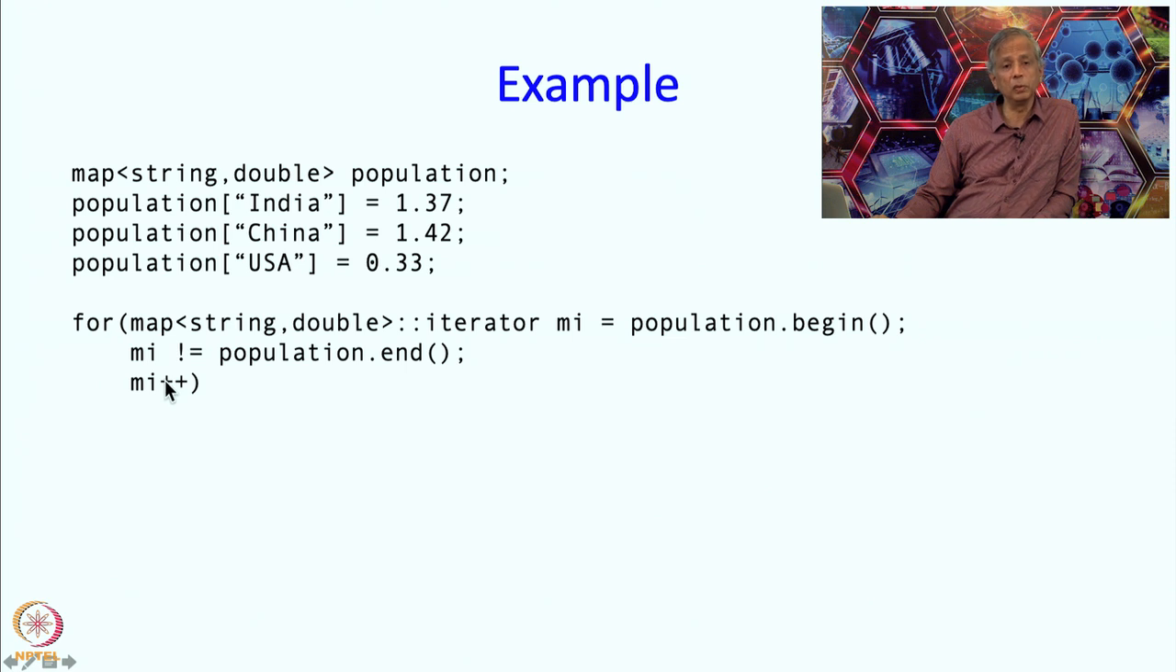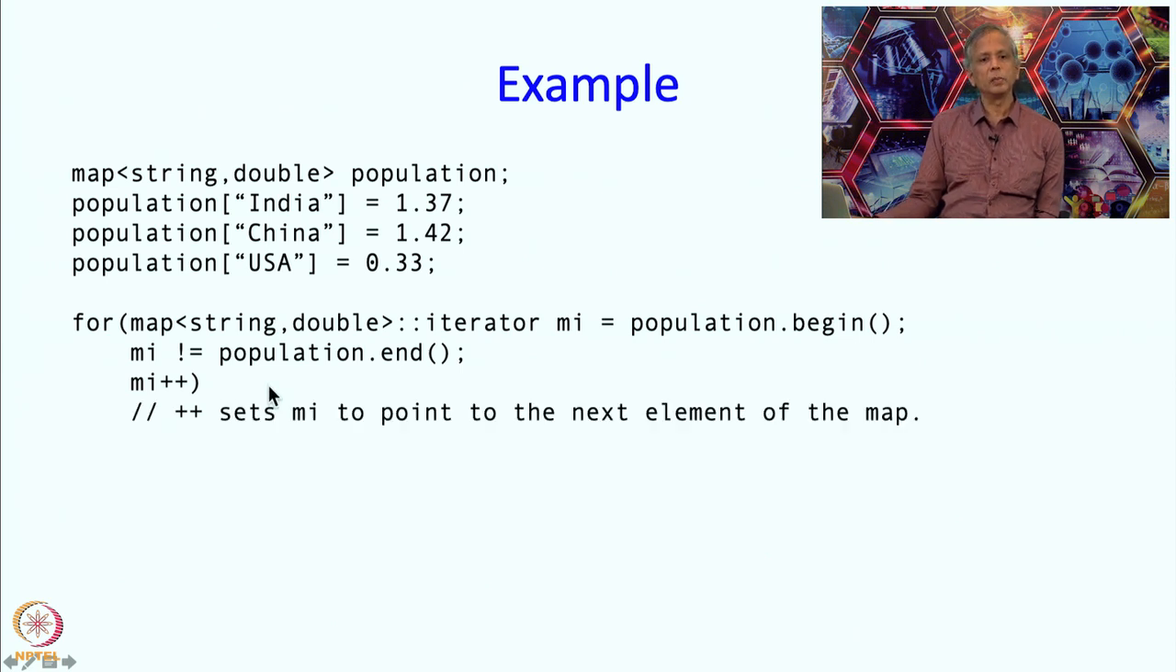So at the end of the loop, you are going to increment the iterator. So you go on to the next element of the iterator. To start with, the iterator points to the first element, and then you check whether your iterator is pointing to a valid element. If so, you execute the body, and at the end of the body you advance the iterator.